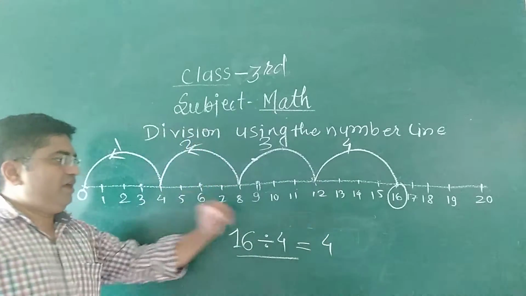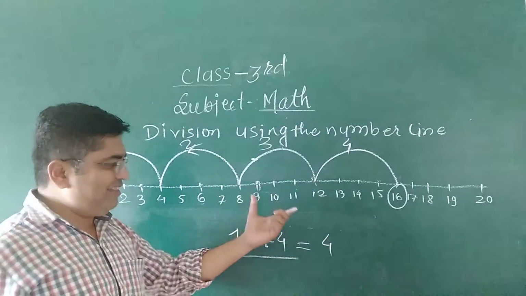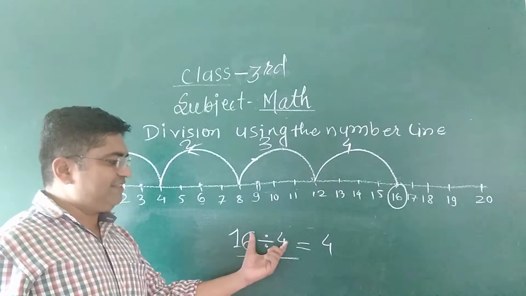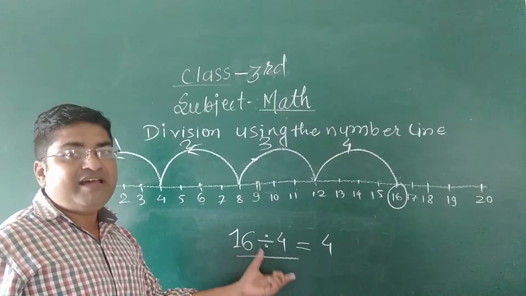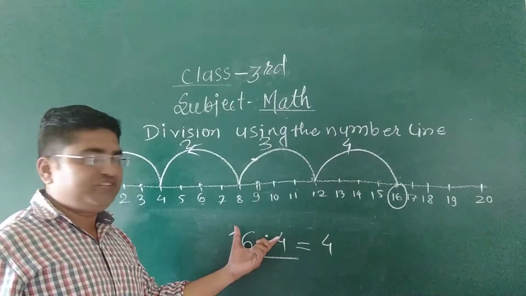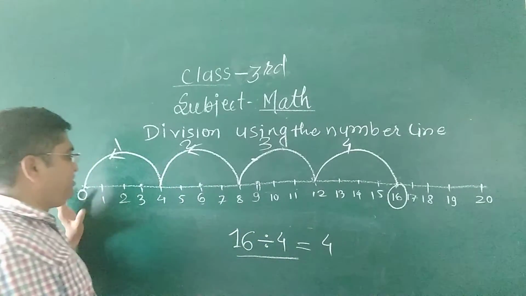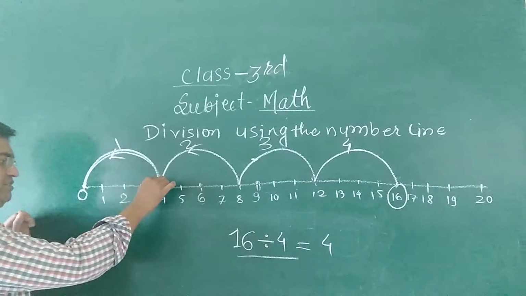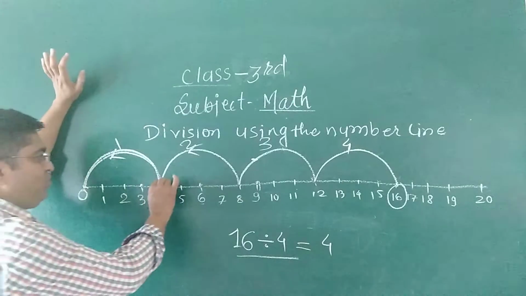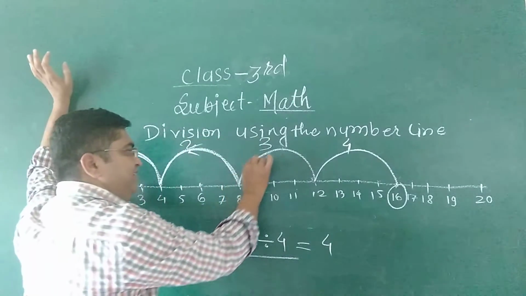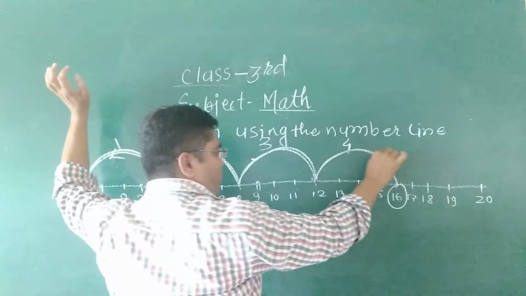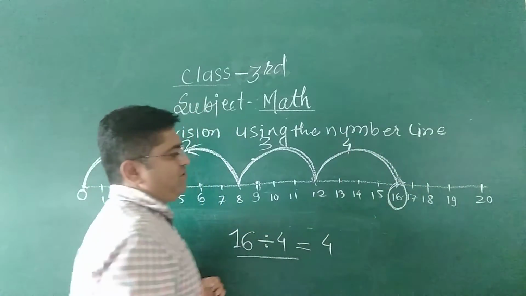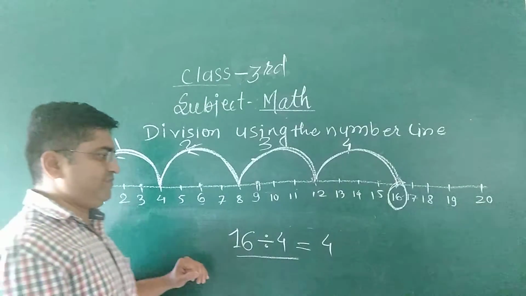The number line is given, and we have to divide 16 by 4 using the number line. So how will we proceed? Firstly we choose the 4 points. From 0 up to the 4 point, draw like that. Next 4 points in this way, next 4 points, and next 4 points, up to 16.